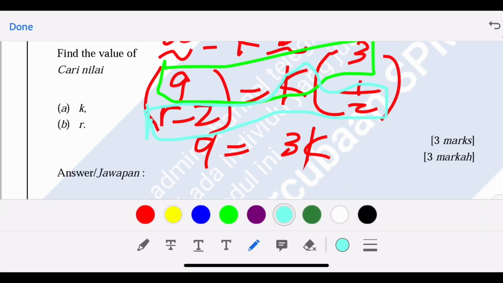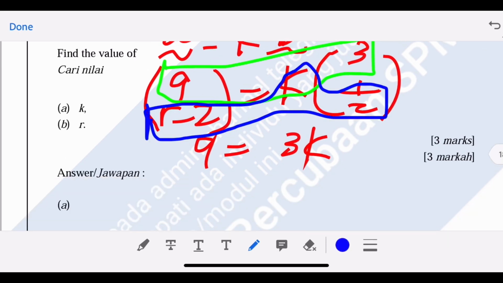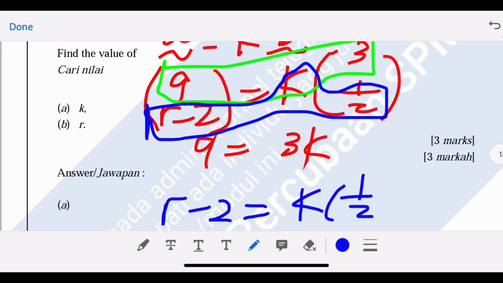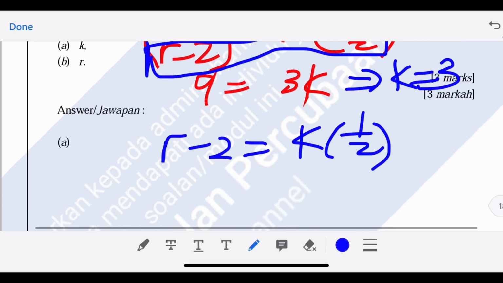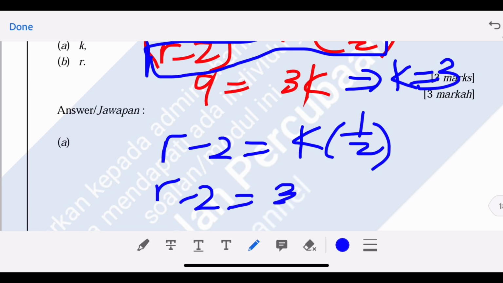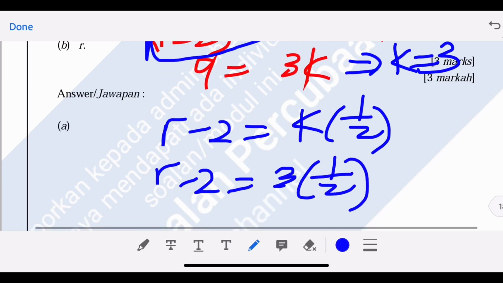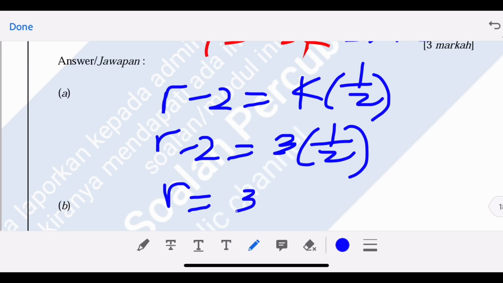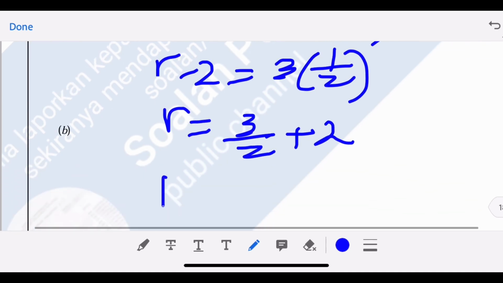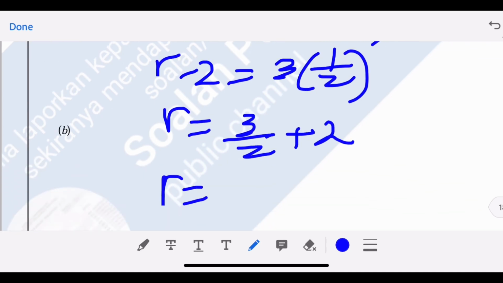Using another color, that means you can come up with the two equations. r minus 2 equal to k times half, inclusive of the k. So when you write down the equations, you can solve k equal to 3, and then you substitute into the second equation, so you can solve your r, right? So your r minus 2 equal to 3 times 1 over 2. So your r is 3 over 2 plus 2. So then your r is 3.5, or you can write as 7 over 2. That is the final answer for the r.